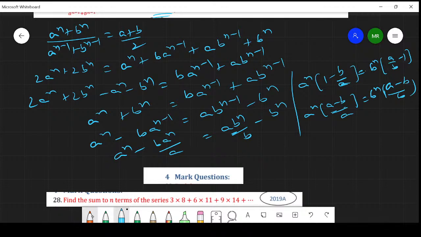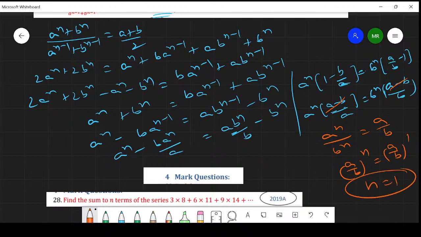Now you can see, you can simplify this. a minus b will get cancelled here. a^n by a, this one. This I can write this one. a^n by b^n. This a I can take this side, a by b. I can write (a by b) whole power n is equal to (a by b) whole power 1. Comparing both sides, n is equal to 1 is the required answer.